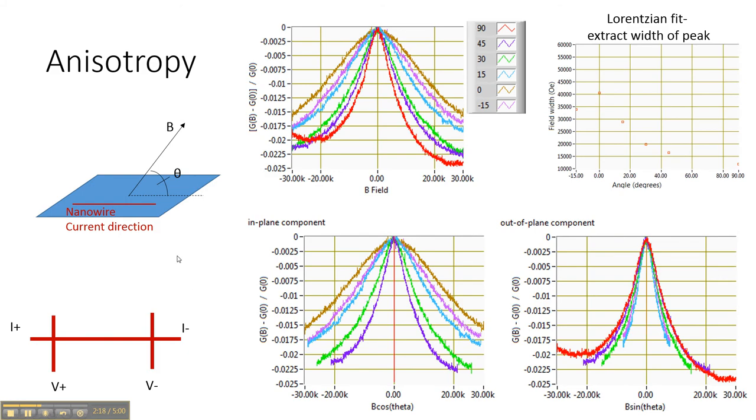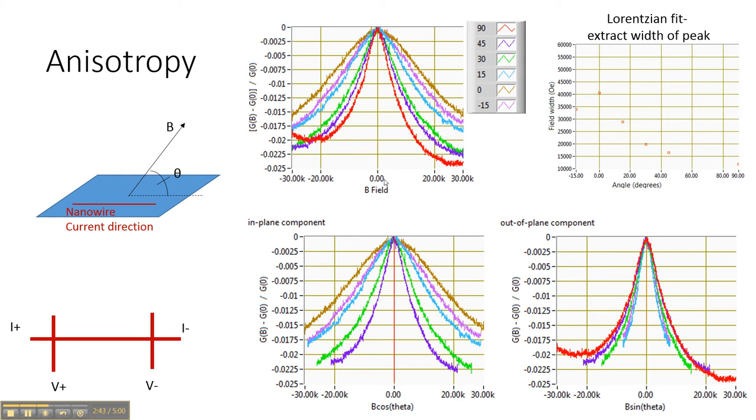In this other fridge, we also have a rotator, so we can rotate the field, where theta is with respect to the in-plane field, and the in-plane field is also in the direction of the current. So this device is just a simple Hall bar. From an out-of-plane field to an in-plane field, we fit it to a simple Lorentzian to extract a width value, and so we can see the width change with the rotation angle.